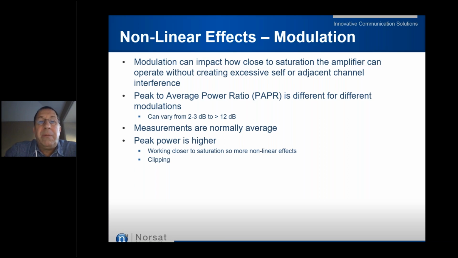And so if you're running an amplifier close to saturation, some of those peaks are going to get closer to saturation, and in the worst case they'll exceed it, getting to the point where the amplifier can't supply the power, and this is known as clipping. Some modulation schemes are better than others. The more complicated ones, the higher order QAM, tend to have a higher peak to average power ratio, so you typically have to run them a little further away from saturation.